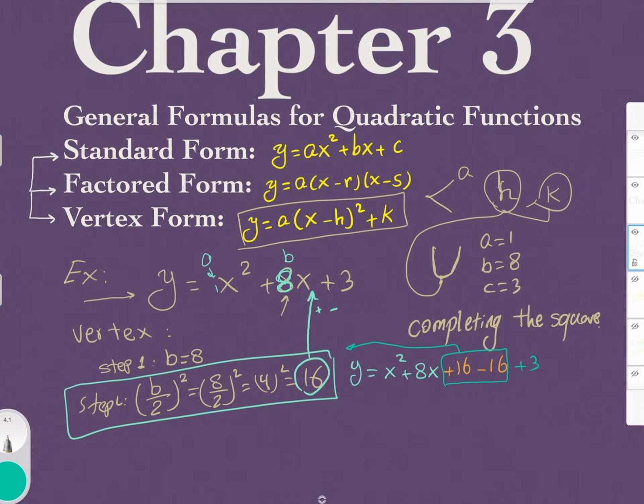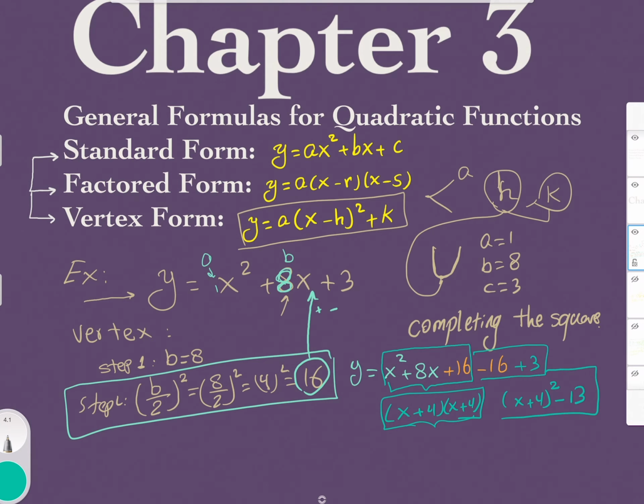We add and subtract. Why do we do this? We would like to make a perfect square, not the last 3, the first part. When you factor it, you will get (x plus 4) times (x plus 4). All the time this will be a perfect square, which is (x plus 4) squared, and negative 16 plus 3 will be negative 13.